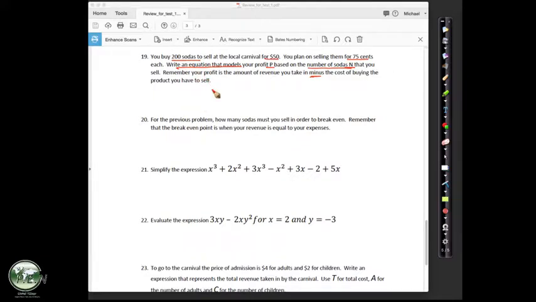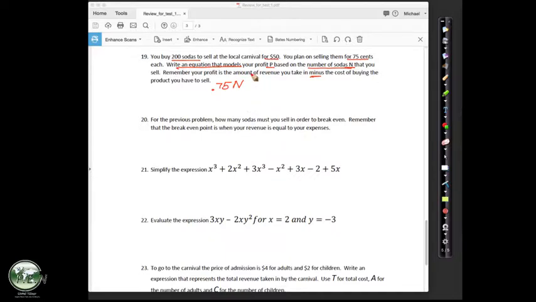75 cents, right? You can go 0.75. And how many sodas are we going to sell? 200. Well, hopefully we sell all 200, but we don't know, so we call that N. I would just multiply by 200 if I sold them all, but I'm not sure I'm going to get to sell them all, so I'll put my N. That's where that goes. So that's a positive thing. That's money coming into me.